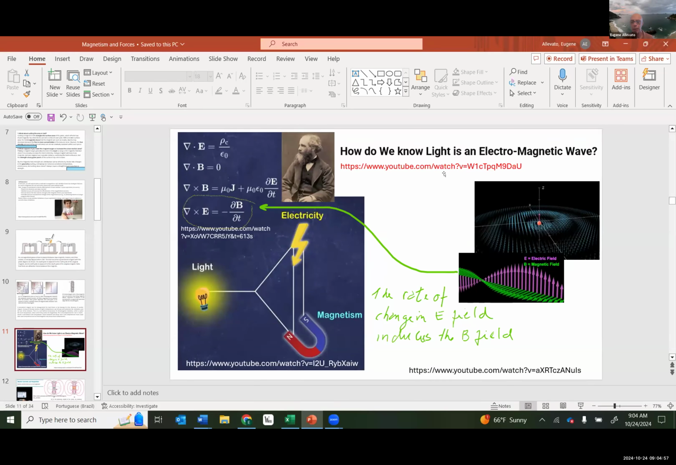The link is here. You're welcome to revisit that. But one interesting thing here is that you noticed the purple arrows here.